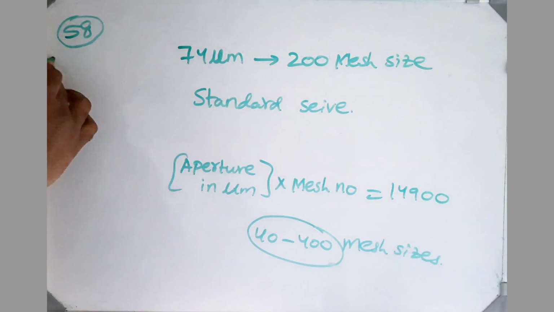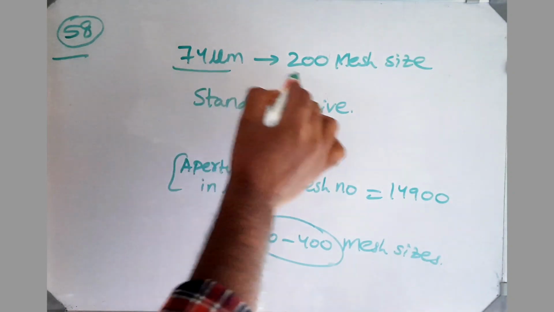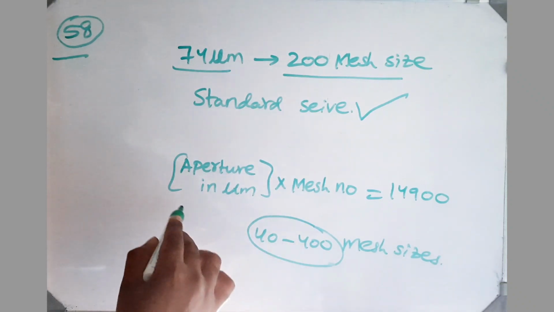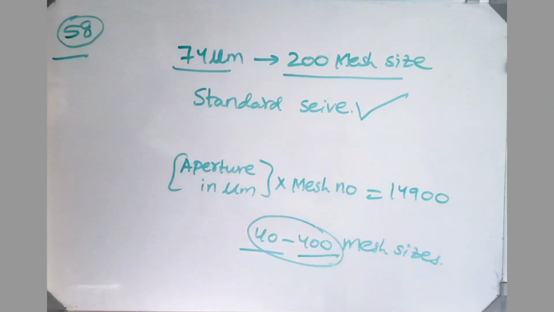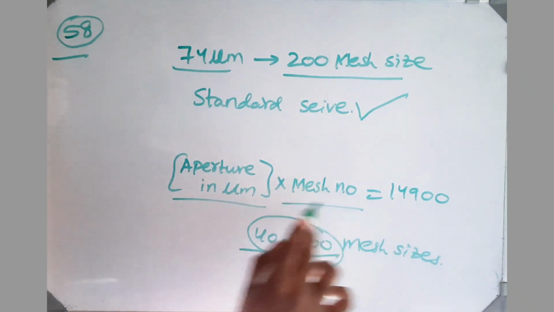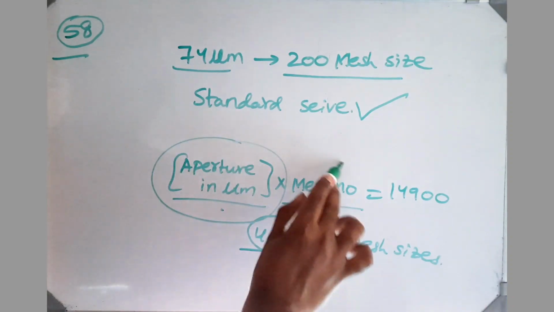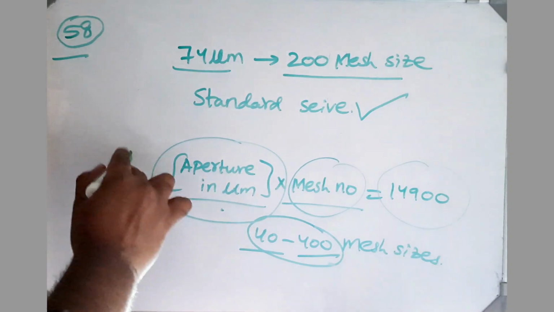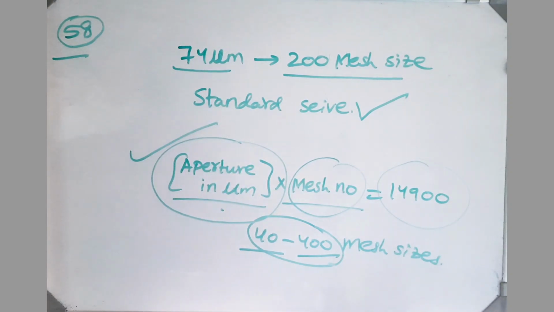Friends, question 58 is also a repeated one. 74 micrometer, 200 mesh size is our standard sieve. If you can remember, that is also fine. Or else for sieve sizes from 40 to 400, the value is almost the product of aperture in micrometer into mesh number, which gives 14900 approximately. You can remember this as well to get an approximate answer.